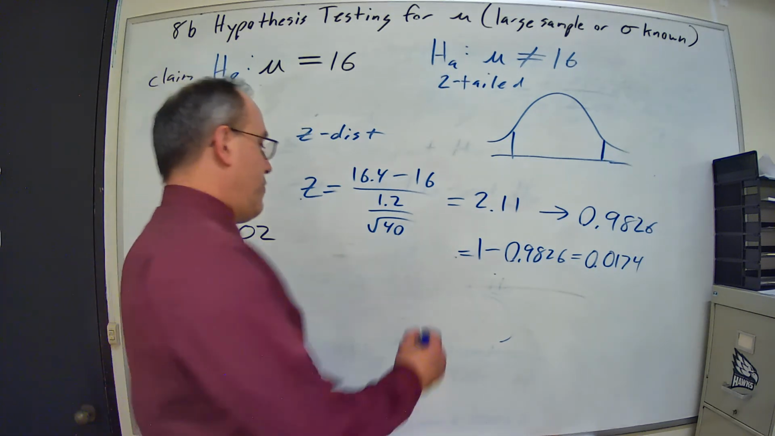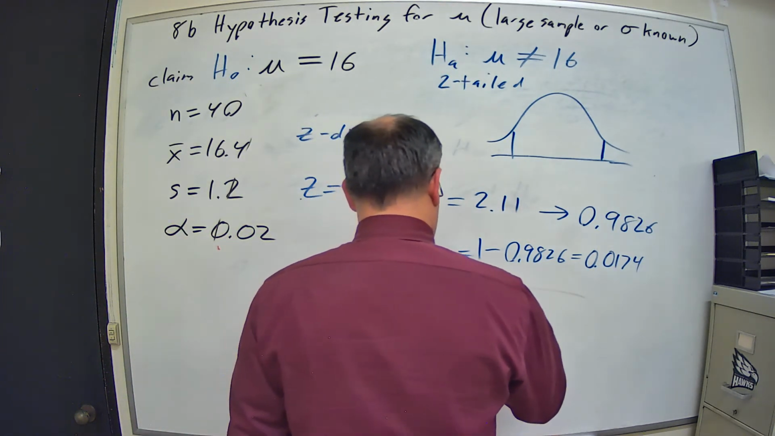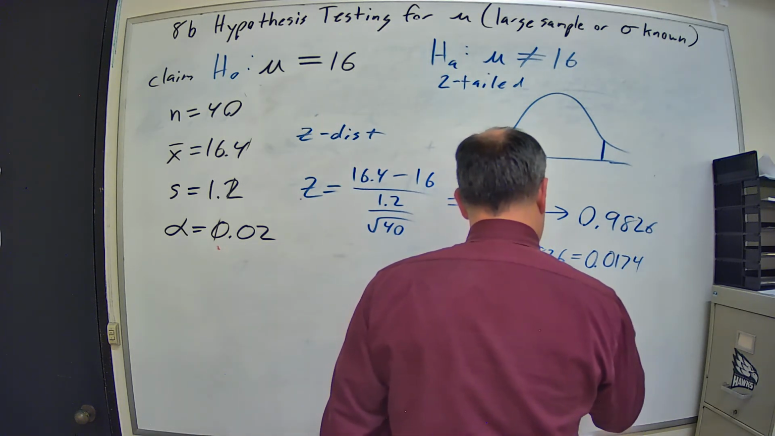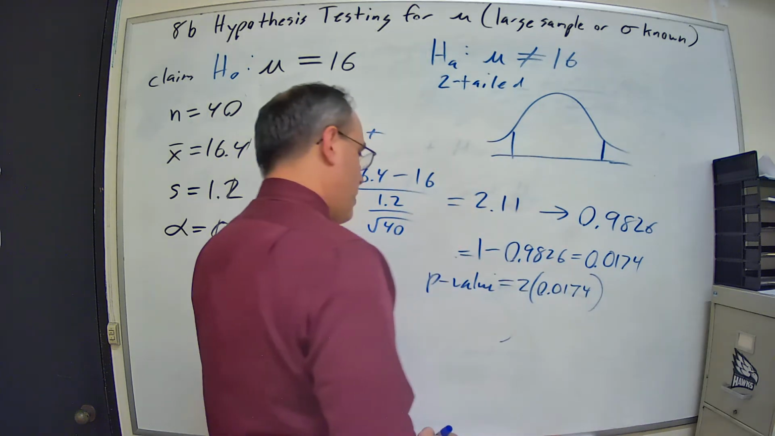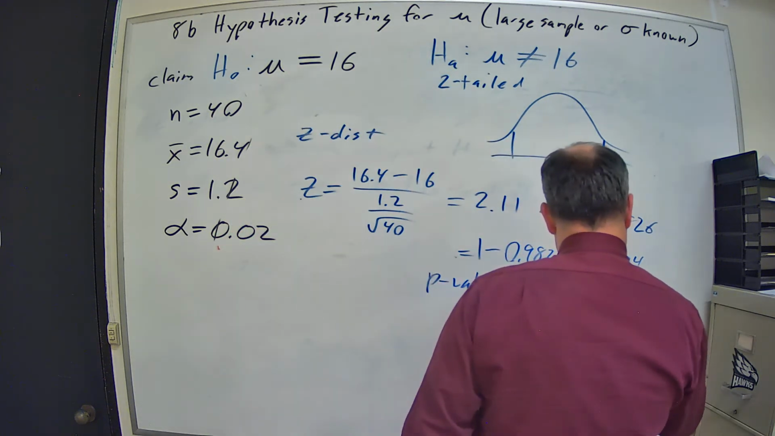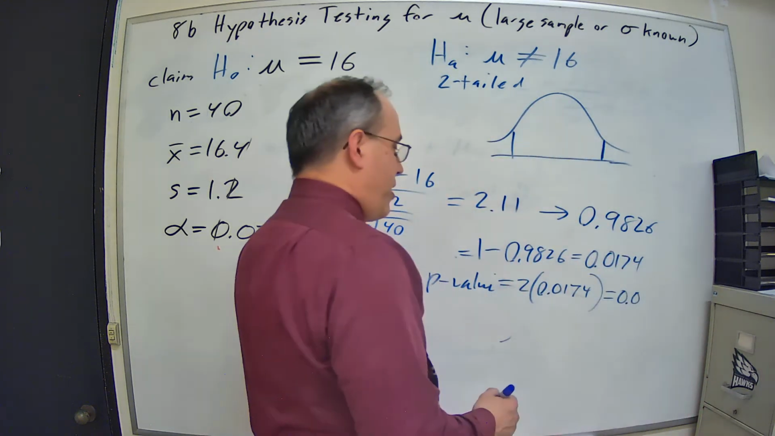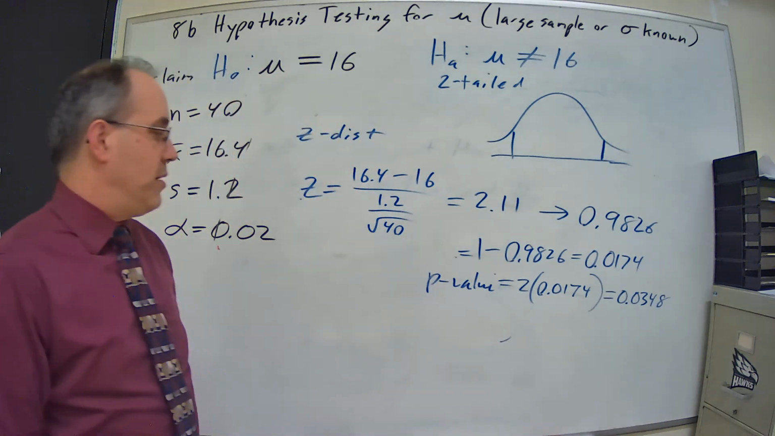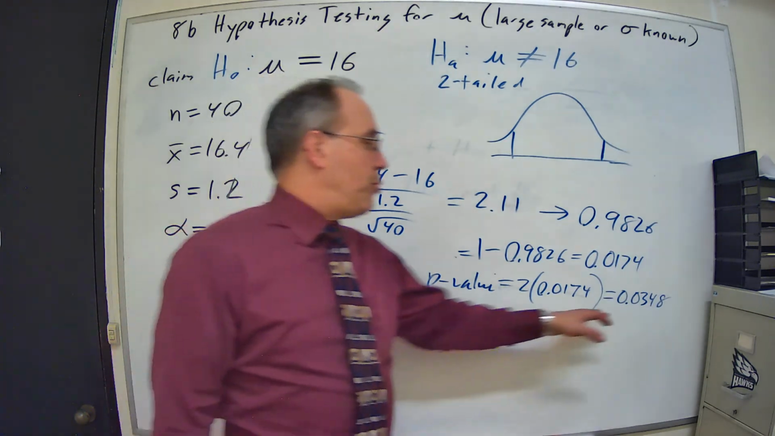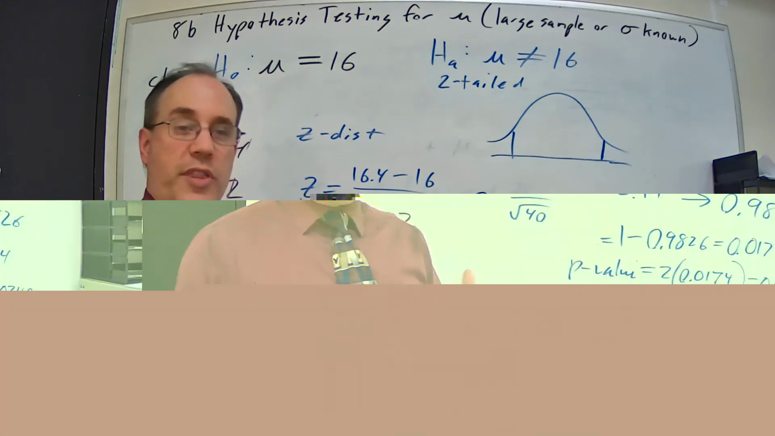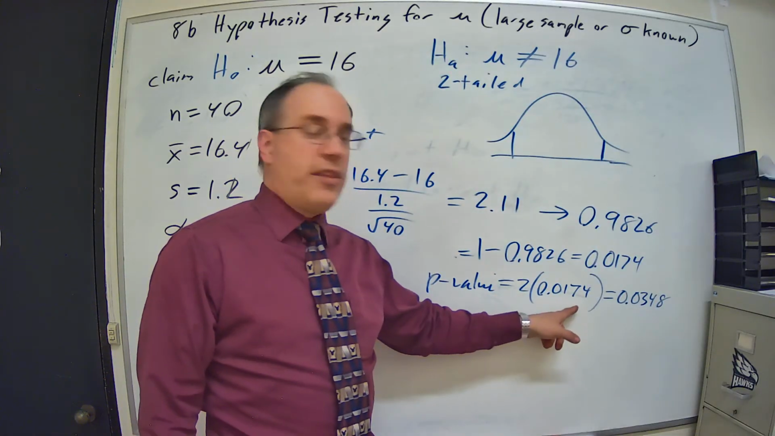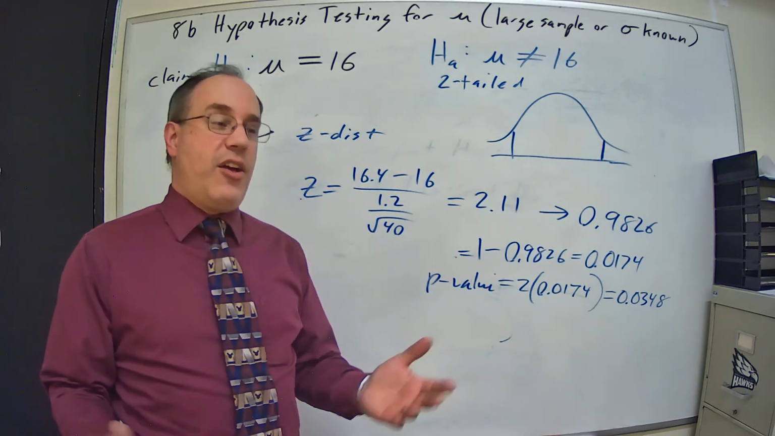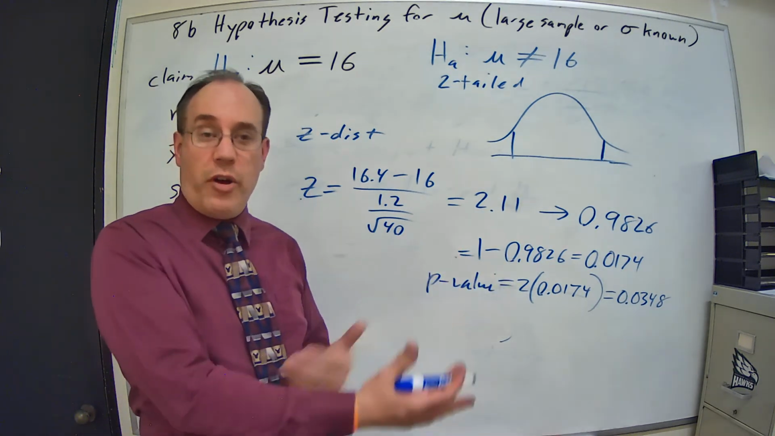But now to get the p-value, we're going to take 2 times that 0.0174, which gives us 0.0348. So now our p-value is equal to 0.0348. Remember, with a two-tailed test, we go 2 times the area in the tail. For a right-tailed test or left-tailed test, it's just the area in the tail. We just have to determine whether we have to subtract it from 1 or not.